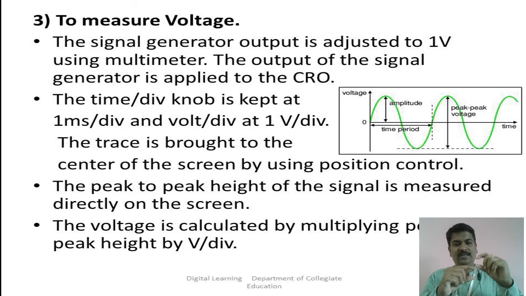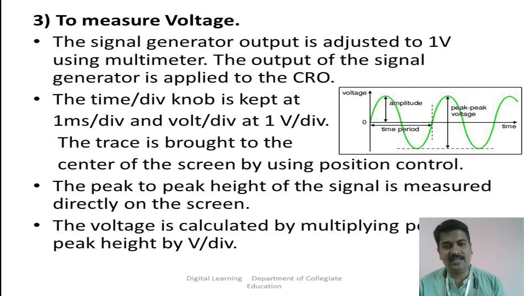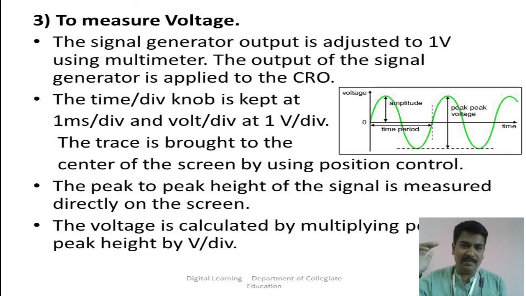So one complete box and one small box gives you 1.1. One complete box with two small boxes gives you 1.2. Like that, we have graduations on the monitor of the CRO. We don't need to worry about measuring with a scale or some measuring instrument. It is there on the monitor itself. So you make the peak to peak measurement, the height of the signal measured directly on the screen. After measuring the peak to peak, the voltage is calculated by multiplying that measured value with the volt per division.